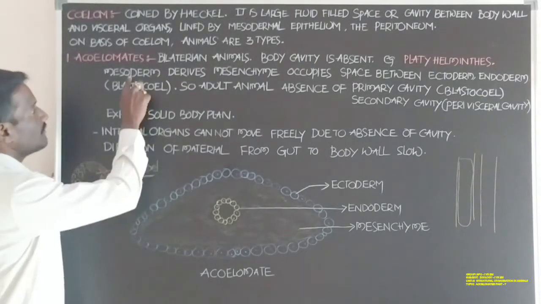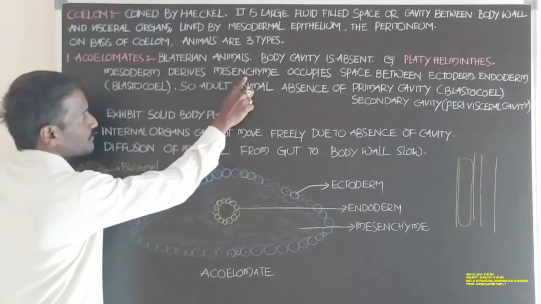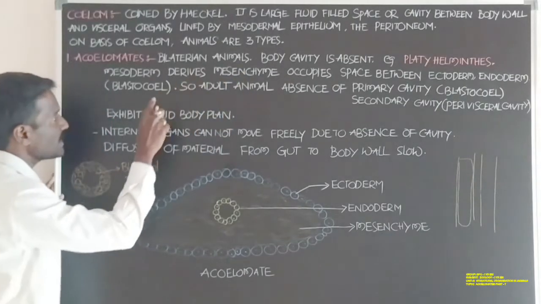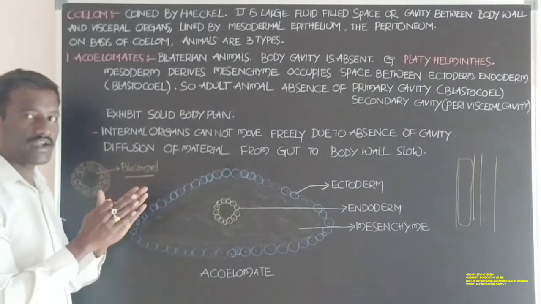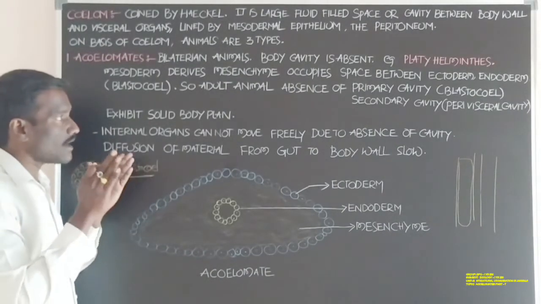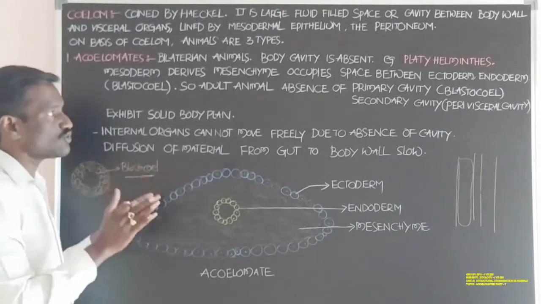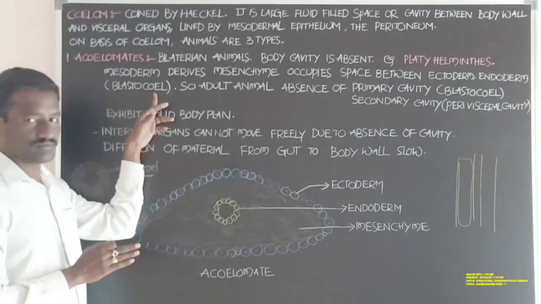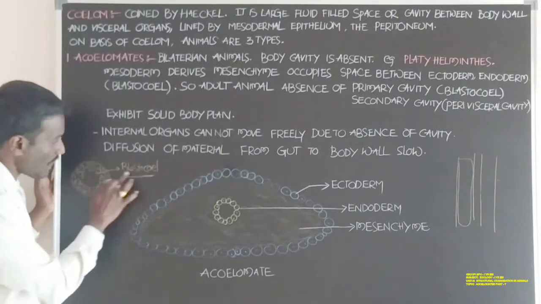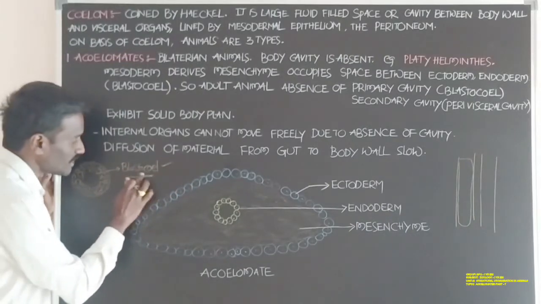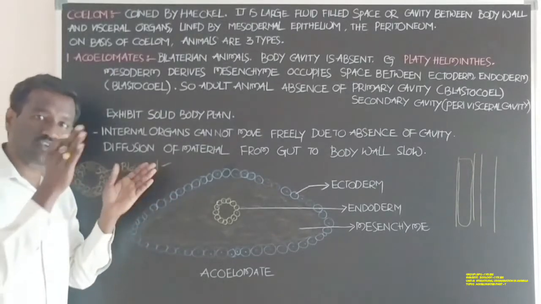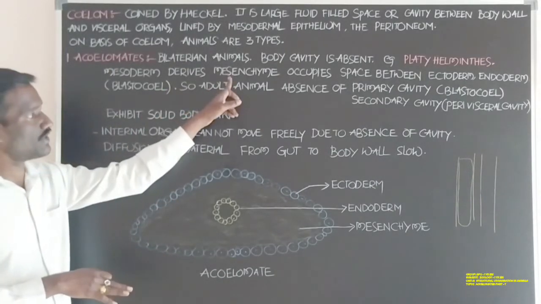The mesoderm produces mesenchyme fluid. The mesenchyme fluid occupies the space between the ectoderm and the endoderm, and it also occupies the blastocoel. Students, the mesenchyme fluid occupies this blastocoel space. The blastocoel is the space that is occupied by the mesenchyme fluid.